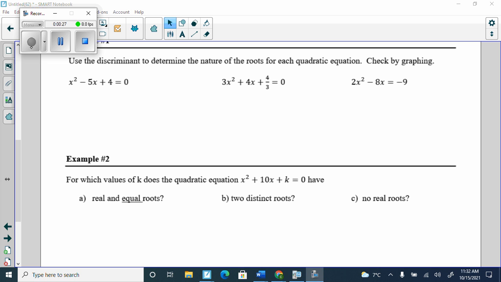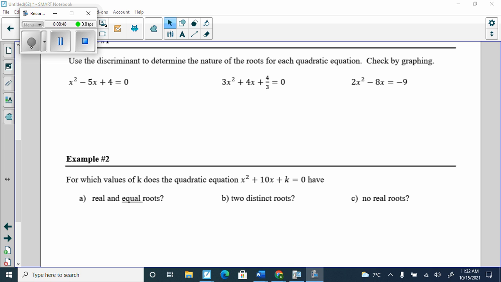If I ask you for a discriminant, what should your answer be? b squared minus 4ac? Yeah, and the answer for the discriminant will always just be a number, right? It'd be like 7, 12, 14, negative 4. The discriminant literally is just plug it into b squared minus 4ac, give me an answer.